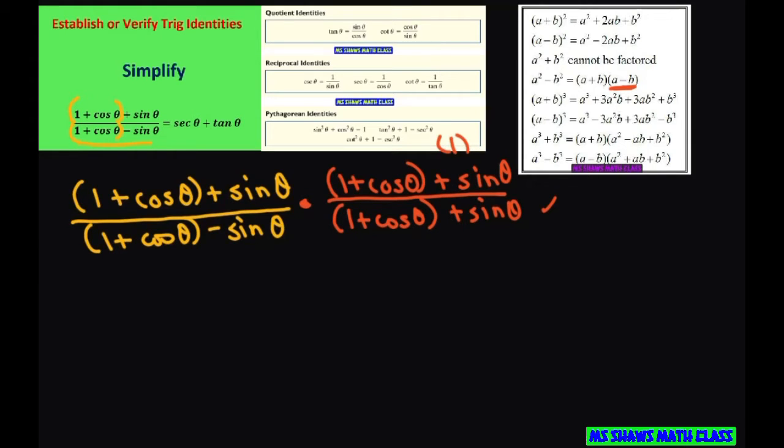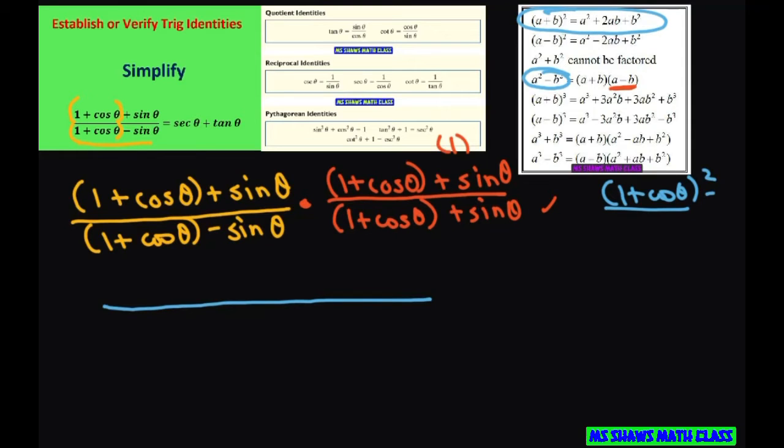Now let's take care of the denominator. The denominator is just going to be a squared minus b squared. So it's going to be 1 plus cosine theta squared minus sine squared. We're going to expand this using our perfect square trinomial. That's going to be 1 plus 2 cosine of theta plus cosine squared of theta. So that's that, minus b squared, so minus sine squared of theta.